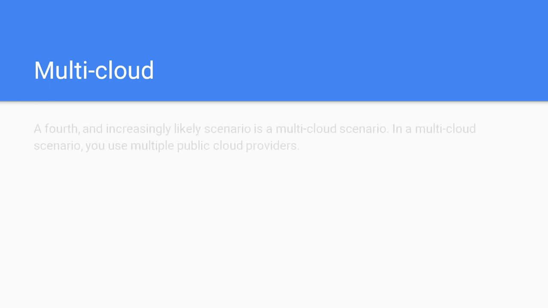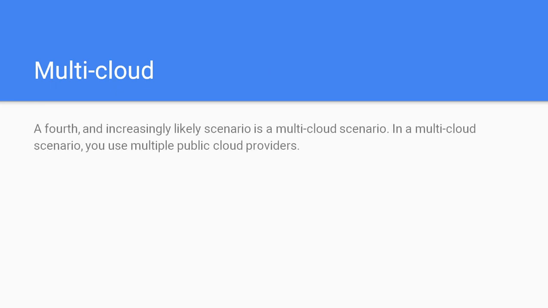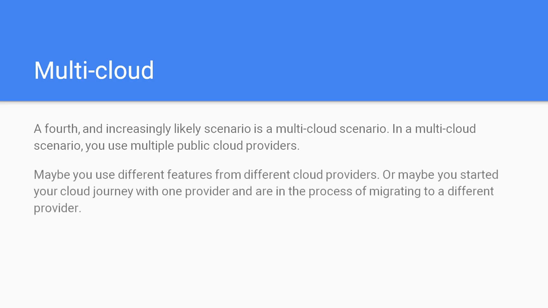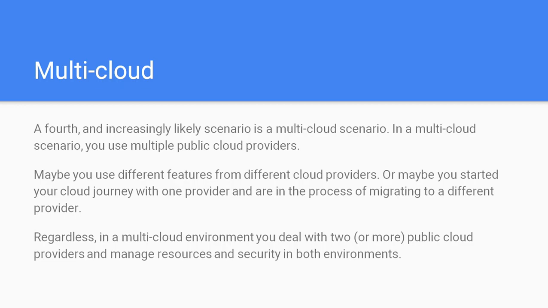We have the multi-cloud. A fourth and increasingly likely scenario is a multi-cloud scenario. In multi-cloud scenario, you use multiple public cloud providers. For example, Azure, AWS, GCP, and so on. Maybe you use different features from different cloud providers, or maybe you started your cloud journey with one provider and are in the process of migrating to a different provider. So regardless, in a multi-cloud environment, you deal with two or more public cloud providers and manage resources and security in both environments.